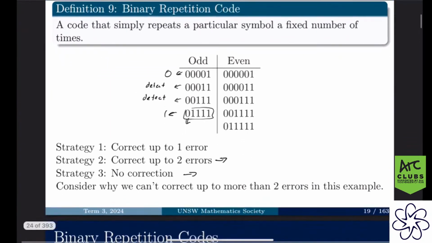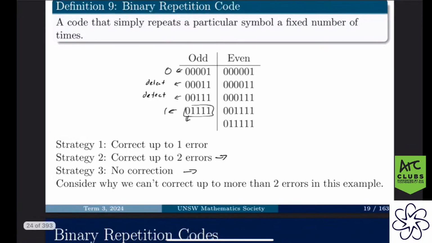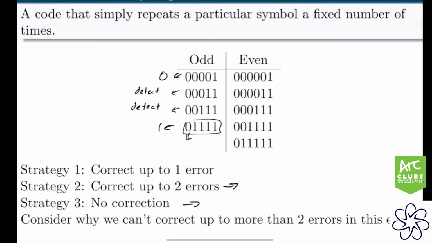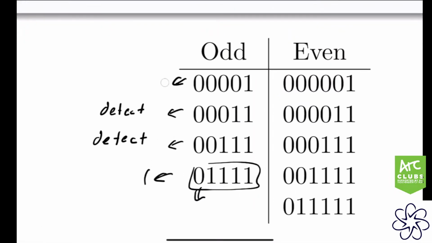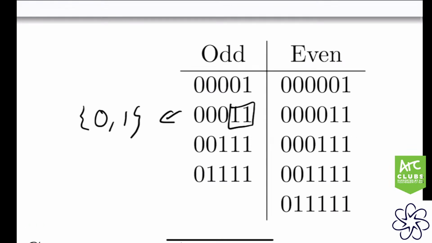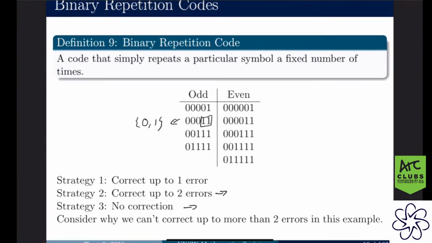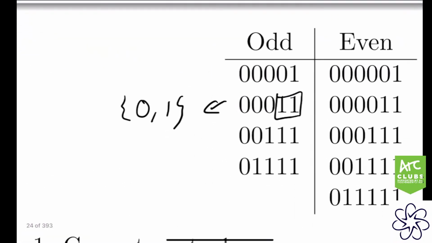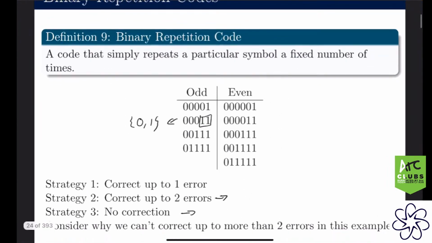There's also a question you can ask yourself: why can't we correct up to more than 2 errors in this example? So if we were to correct up to 3 errors in this, you can see that, of course, then you also would be able to correct up to 2 errors if you were able to correct up to 3 errors, and you could decode this message as 0 or 1, right? And that's not really useful to us. The whole point of a code is that we can detect or correct errors, and in this case, we aren't able to come to a decision here.